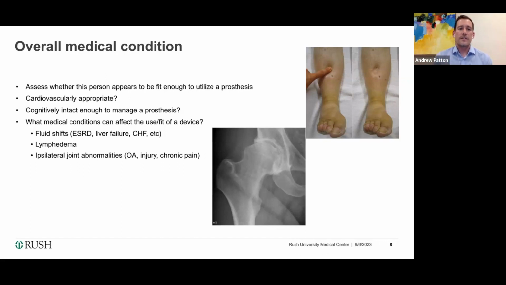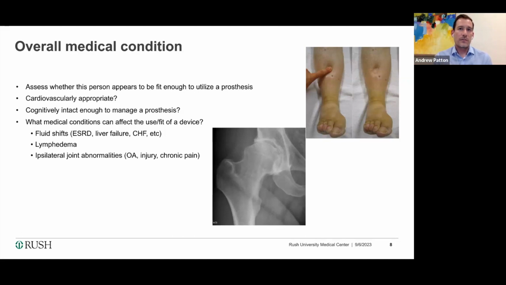So you want to assess whether this person looks fit enough to be able to use a prosthesis. There are people who come in that are not cardiovascularly appropriate, and they weren't ambulating before they had their amputation, let's say, and then they have an amputation, and then their primary care is like, well, you've got to go to prosthetic clinic now because you had a below the knee amputation, and they are not really appropriate to be walking anyway because they weren't doing it before. So these are things that you want to take a look at.